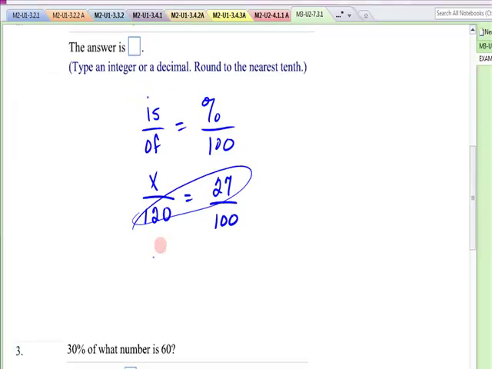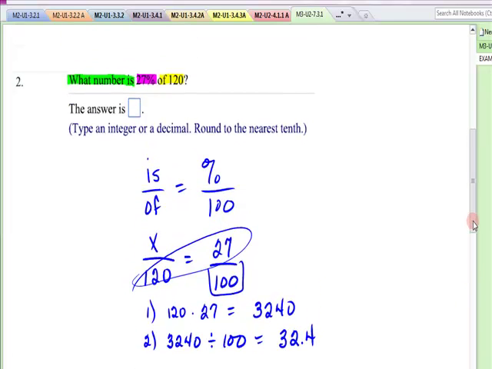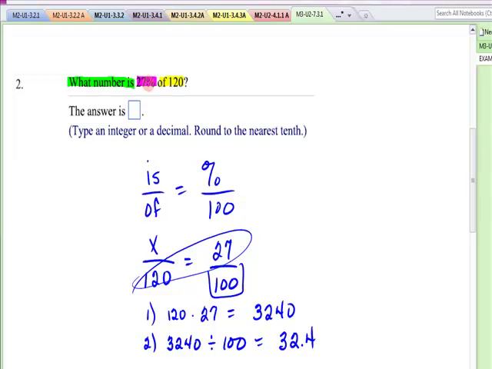So I'm going to look at my cross product. That's 120 times 27 on my calculator, which is 3240. Now take 3240, divide it by 100, and that's going to give me 32.4. It says to round to the nearest tenth. That is the tenths, so my answer is 32.4. 32.4 is 27% of 120.